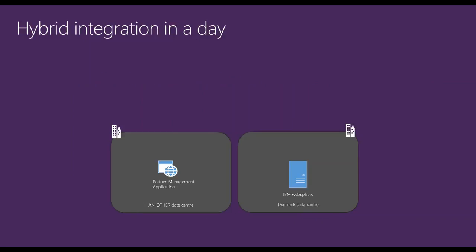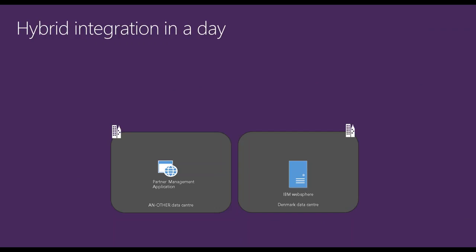So let's take a couple of example scenarios now. I've shown this slide to a few people in the past, and this was one of my example projects that I worked on a few years ago, with a customer in Denmark who had IBM WebSphere. One of their partners was building an application in another data center, and they needed to join the two together and consume services from WebSphere from this other application. And typically this would be something like a VPN.